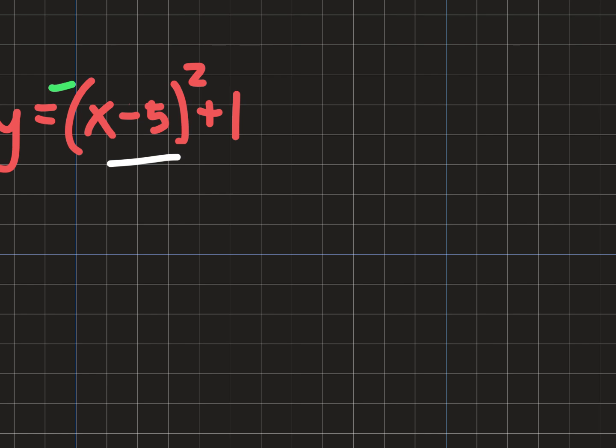Get vertex form to general. And generally, that just means multiply it out.